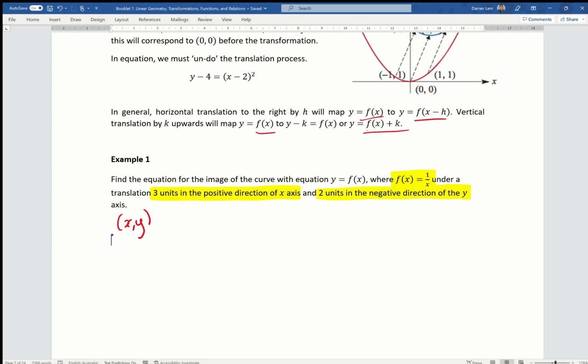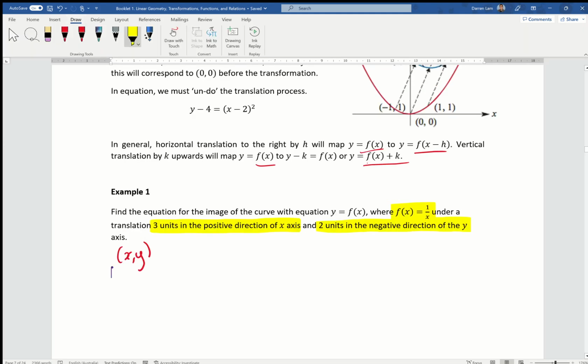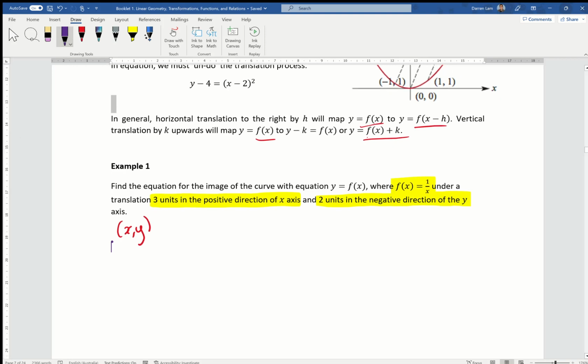So what are we looking for? We're looking for the new equation under both of these translations. Okay? Can you read that up the back, by the way? Yeah? Okay. So, with this in mind, we start with x, y. Let's apply our transformations. Now, we know that we're translating 3 units in the positive direction of the x-axis. Now, purely looking at coordinates, what does that mean? Are we adding to the x or the y?